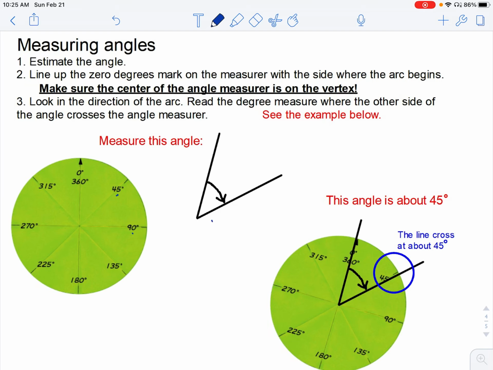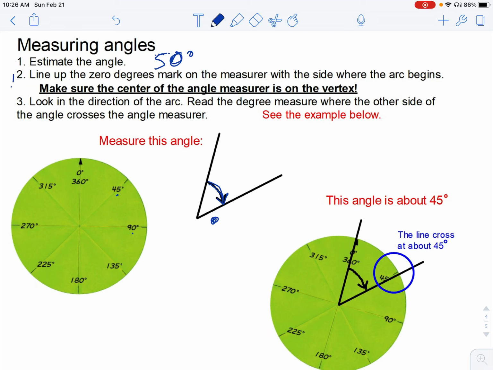Right? So if I'm looking at the angle right here in this picture, if I make an estimate, I already know it's less than 90 degrees. Maybe my estimate would be about 50 degrees. Right? That's a reasonable estimate. Maybe your estimate's exactly 45 degrees. Your estimate's definitely going to be significantly less than 90, but greater than 0.